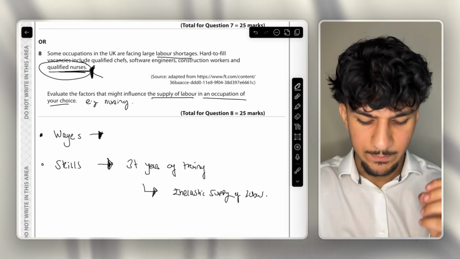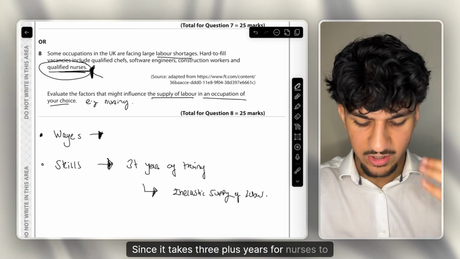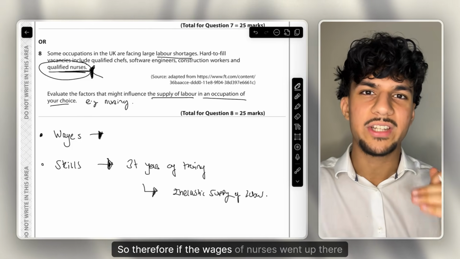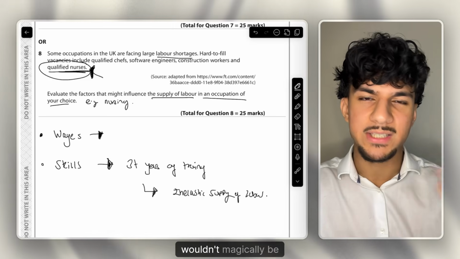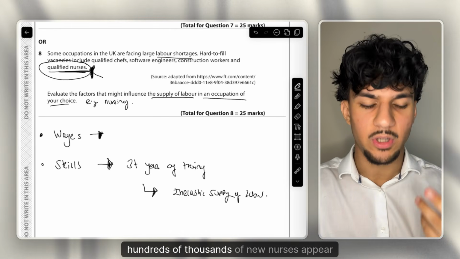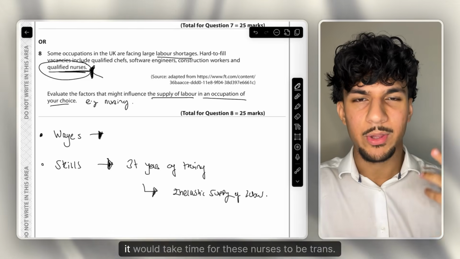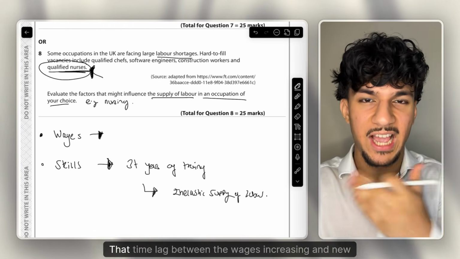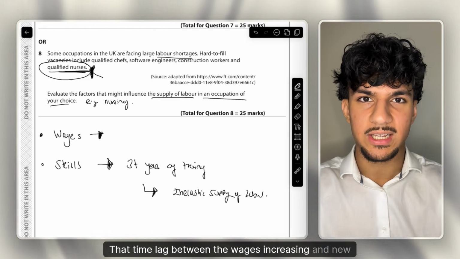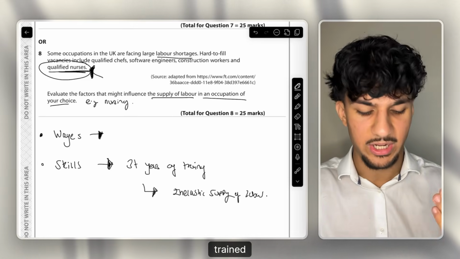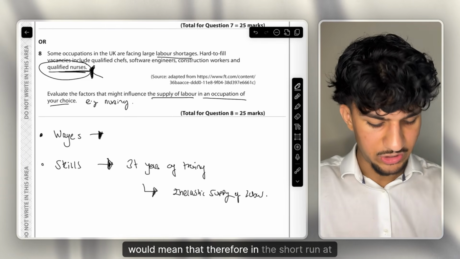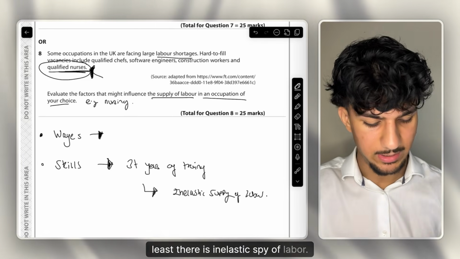And why is that? Since it takes 3+ years for nurses to train. So therefore, if the wages of nurses went up, there wouldn't magically be hundreds of thousands of new nurses appear randomly, as it would take time for these nurses to train. It would take time. That time lag between the wages increasing and new nurses being trained would mean that, therefore, in the short run at least, there is inelastic supply of labour. And how would we show that?